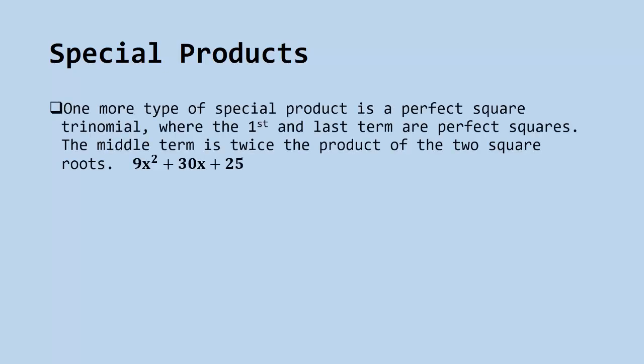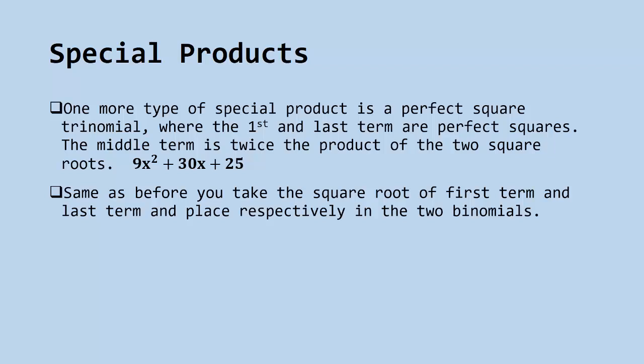There's another set of special products. One more type is called a perfect square trinomial, where the first and last terms are perfect squares. The middle term is twice the product of the two square roots, which I will demonstrate here in a second. So the procedure is the same as before. You take the square root of the first term and the last term, and you place them respectively in the two binomials. So in this example, 4x squared plus 12x plus 9.